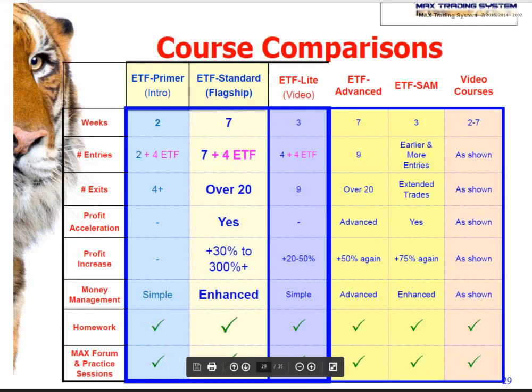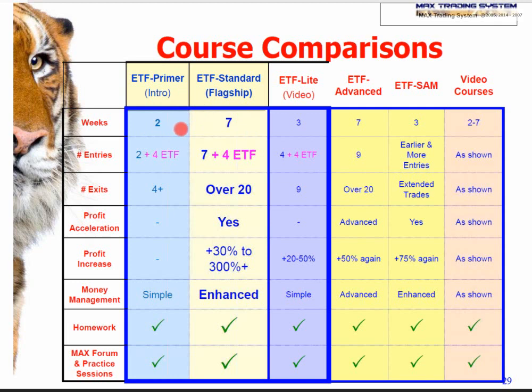Thanks. So here's a little table. It really needs to be updated now, showing what the course types are. What we have on offer today are two courses, the Primer and the Standard. The Primer is just an intro. It's like a demonstration course. It only runs for a couple of weeks.